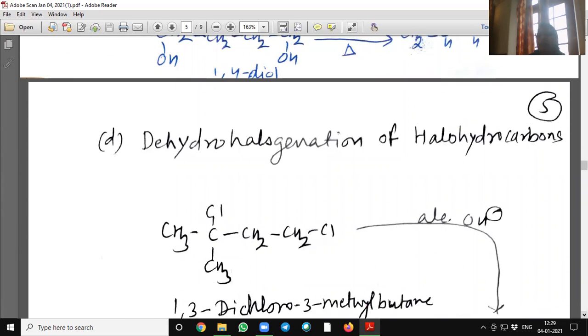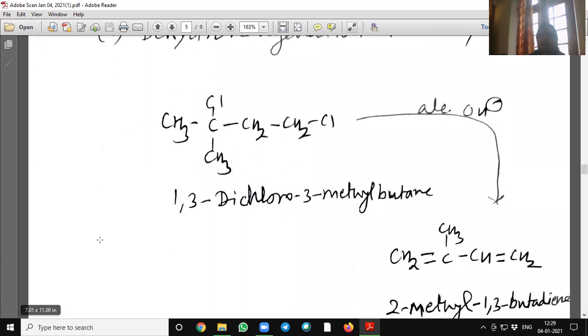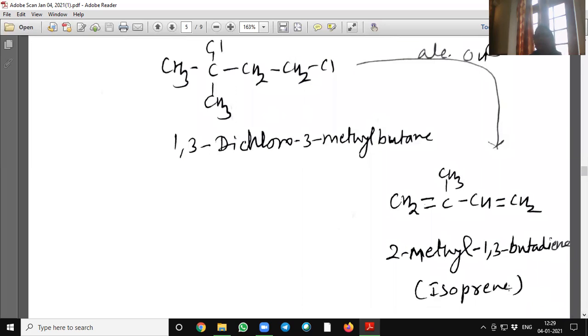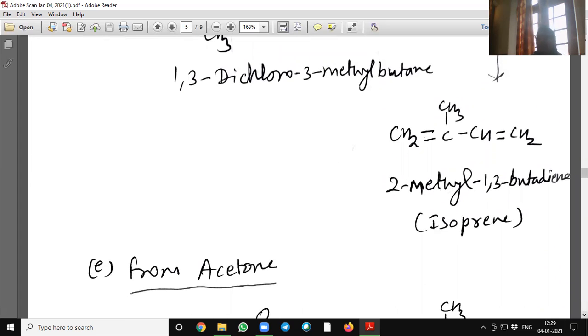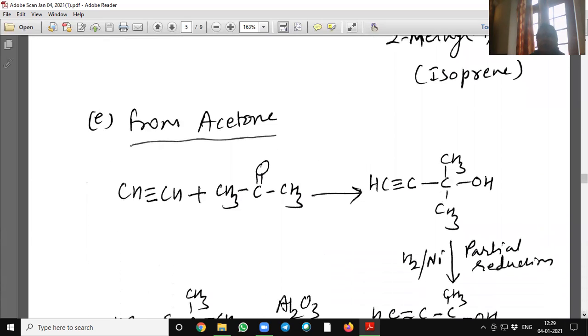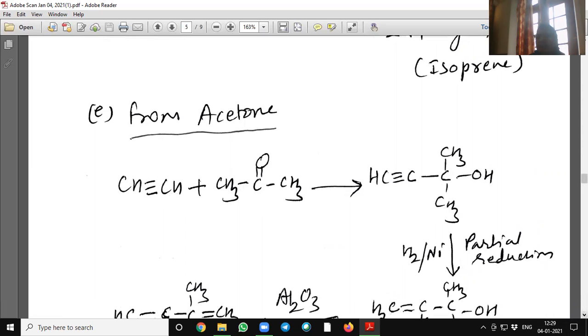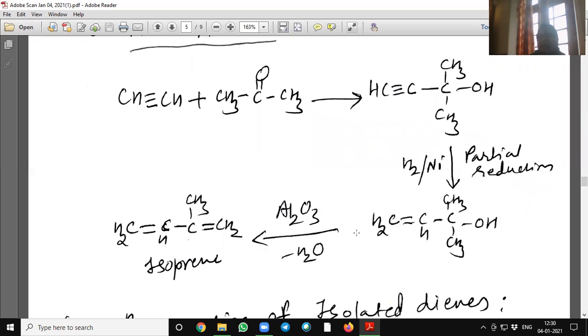Dehydrohalogenation of halohydrocarbons. 1,3-dichloro-3-methylbutane with alcoholic KOH will form 2-methyl-1,3-butadiene. It is also referred to as isoprene. It is a very important product for polymer preparation. From acetone, when acetylene is reacted with acetone and then on further partial reduction, it will form this product, and on heating with aluminum oxide, it will form isoprene.